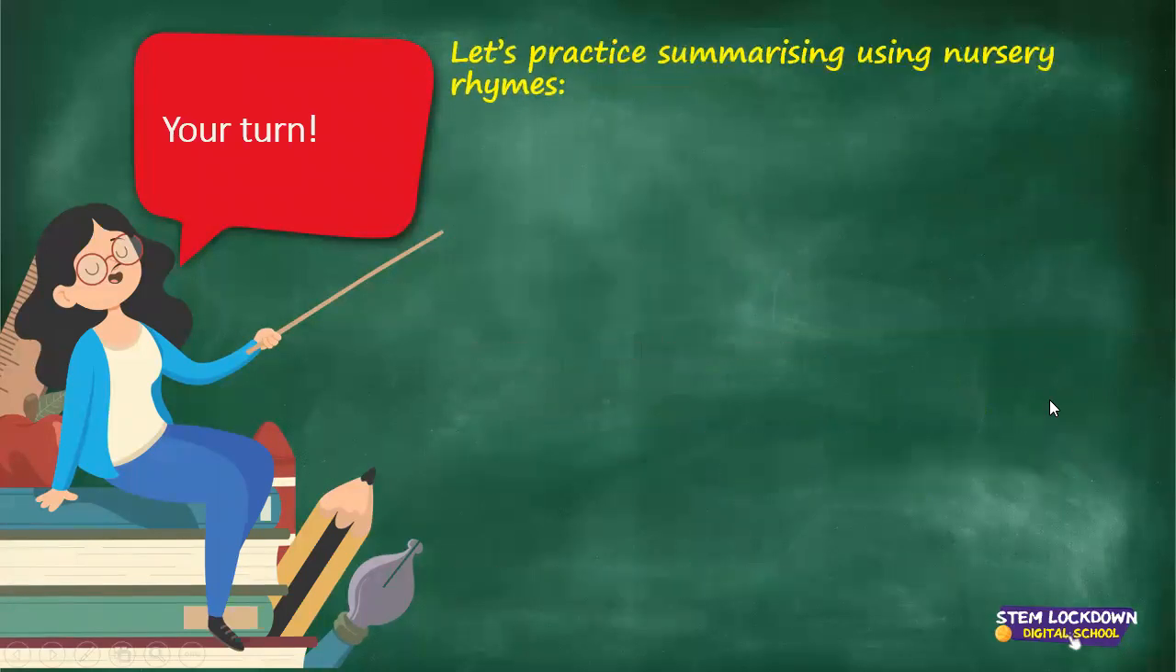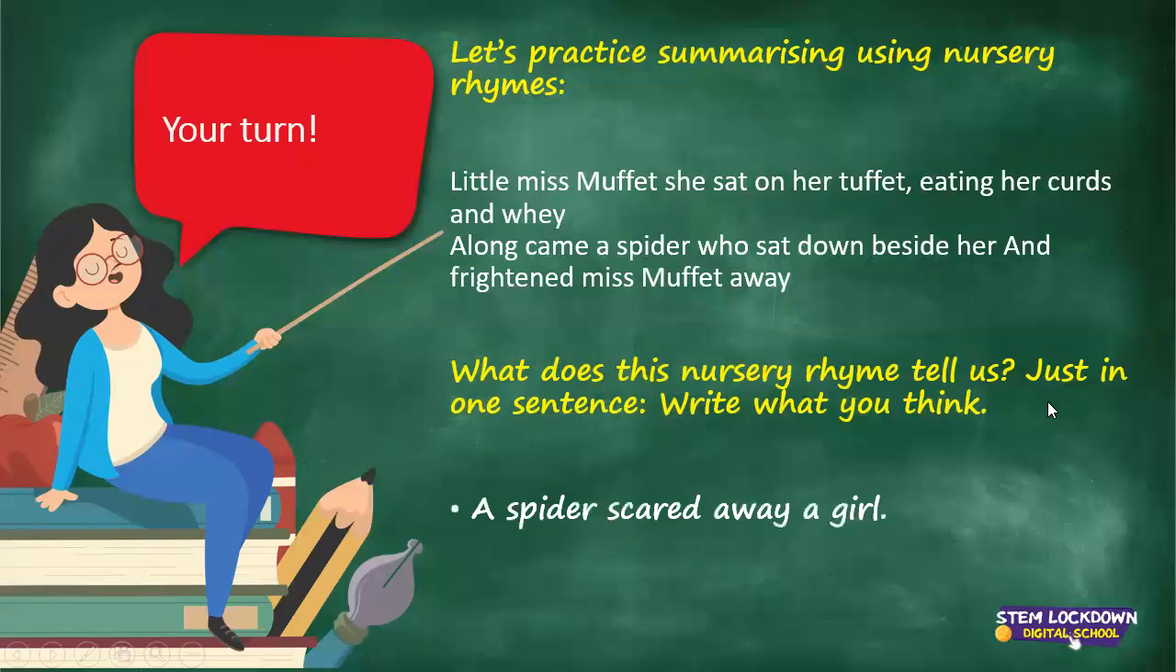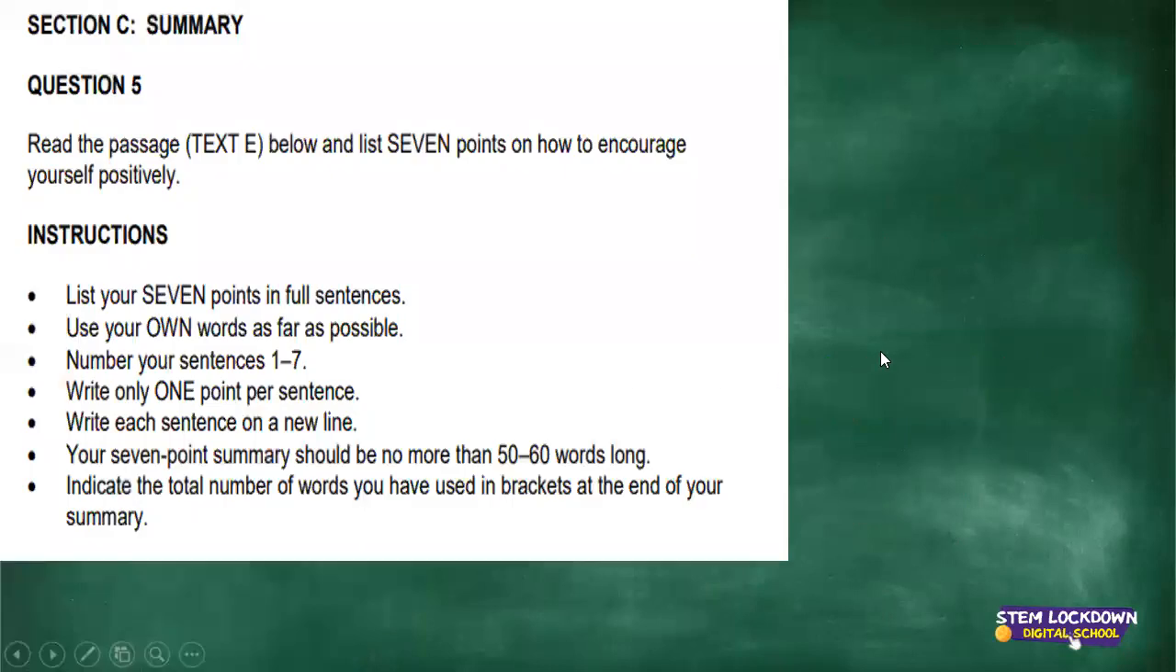Okay. How do we get here? The first thing that came to mind for me is that a spider scared away a girl, which is the same thing that you guys said, that she's scared of spiders and she was trying to eat, but then a spider came up. All right. So I see that you guys have the ability to summarize.